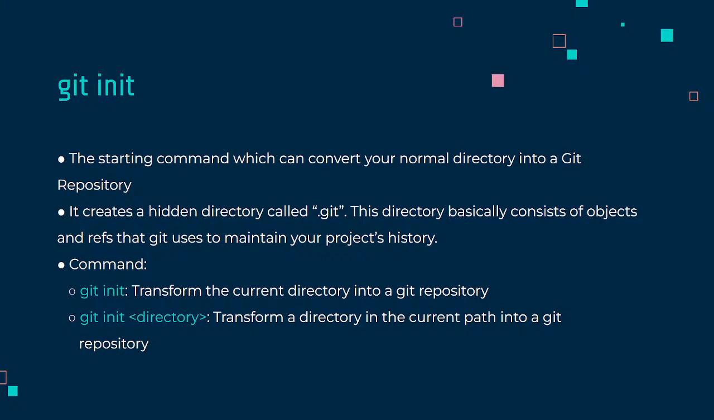So what are the commands for this? The command for this is git init. It transforms the current directory into a Git repository. git init directory transforms a directory in the current path into a Git repository.